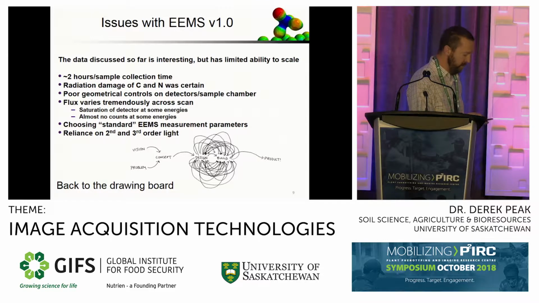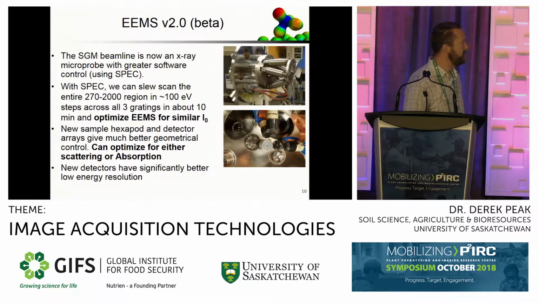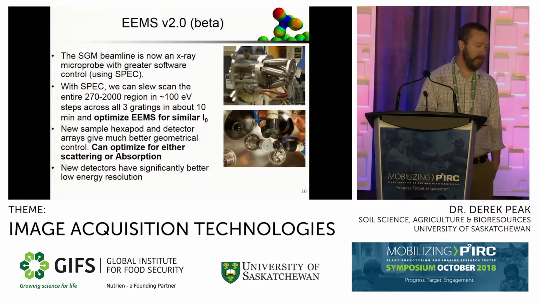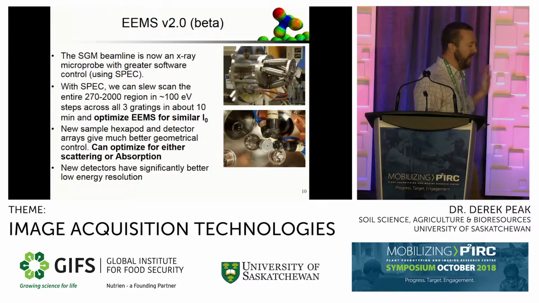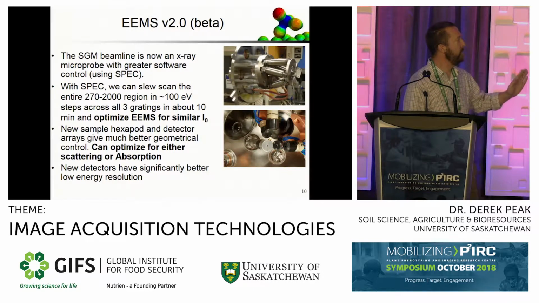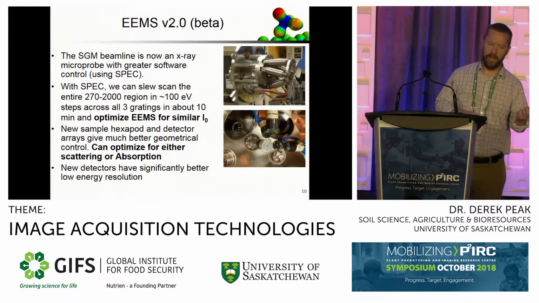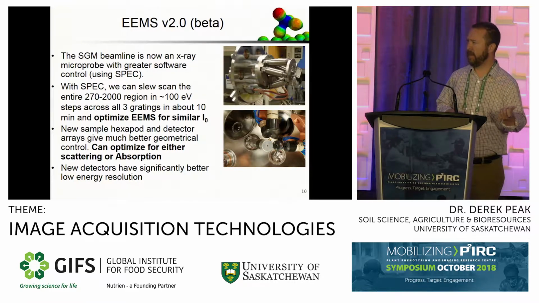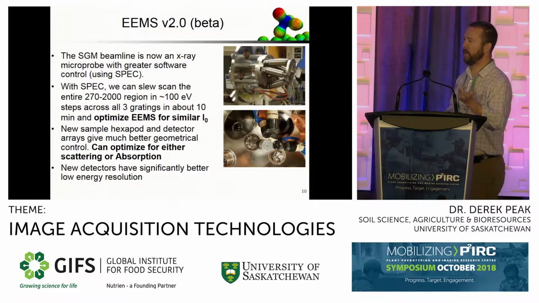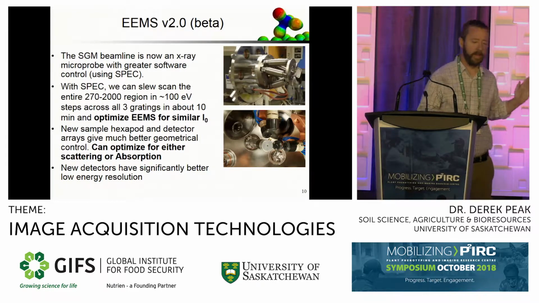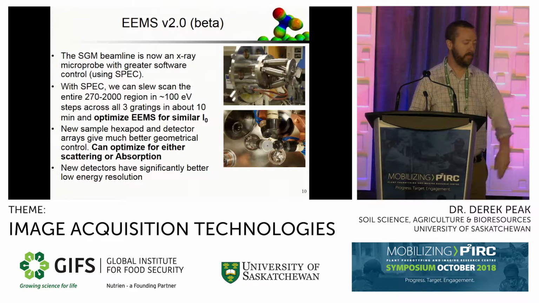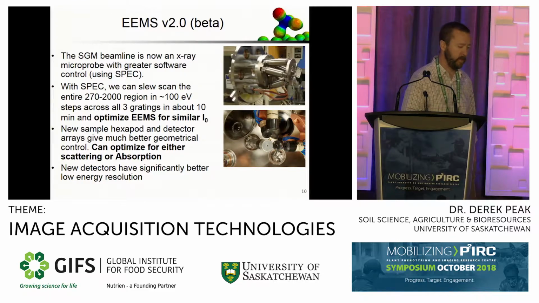And so we went back to the drawing board and revised our experimental system in the last year. And so our 2.0 version of this measurement is fast scanning or rapid scanning, 100 eV steps across the entire 270 to 2000 eV region. And that takes about 10 minutes, but what it allows us to do is we can optimize the incoming X-ray intensity for each and every one of those 100 eV slices. And so you get a much more even, much higher quality EEMS image.